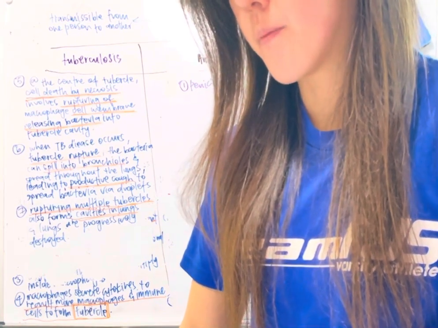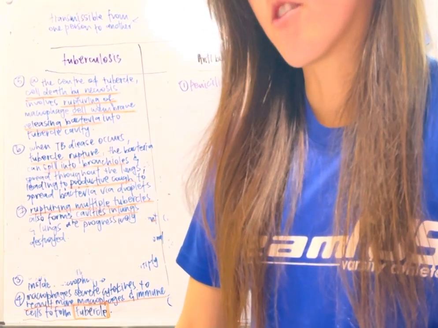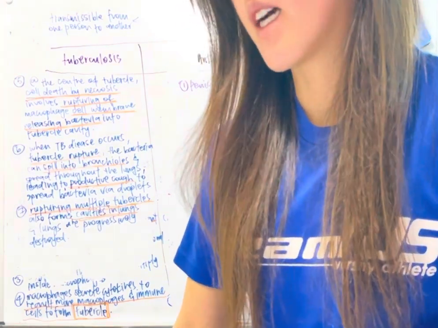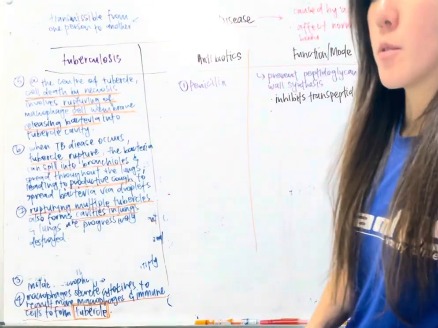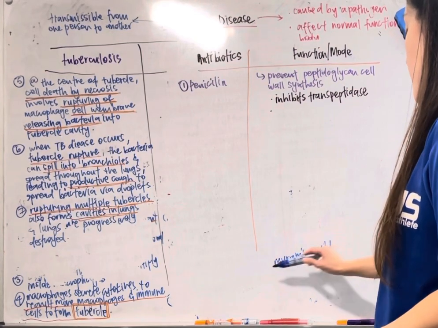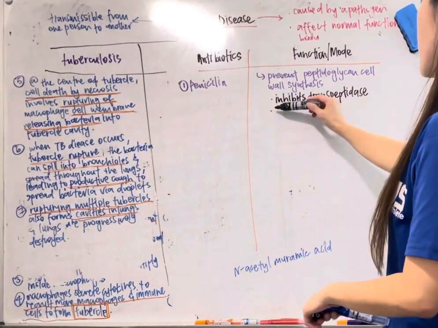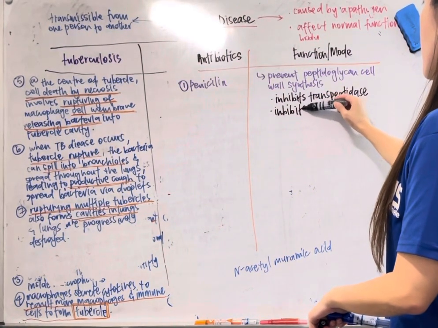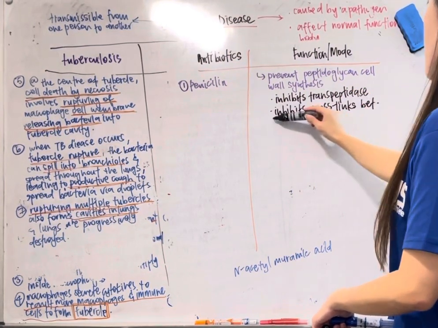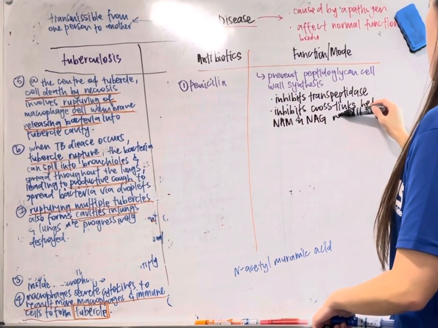NAG represents N-acetylglucosamine. Your NAM stands for N-acetylmuramic acid. The name itself, muramic acid. But anyway, you always say it inhibits crosslinks between NAM and NAG residues.